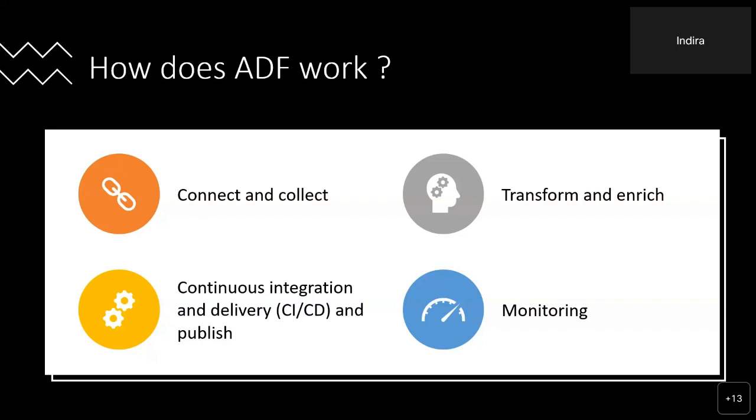Now, the next component is continuous integration and delivery. So what is continuous integration? Continuous integration means automatically testing each change made to your code base as soon as possible. And then continuous delivery is after testing, you push the changes into the staging or production system.